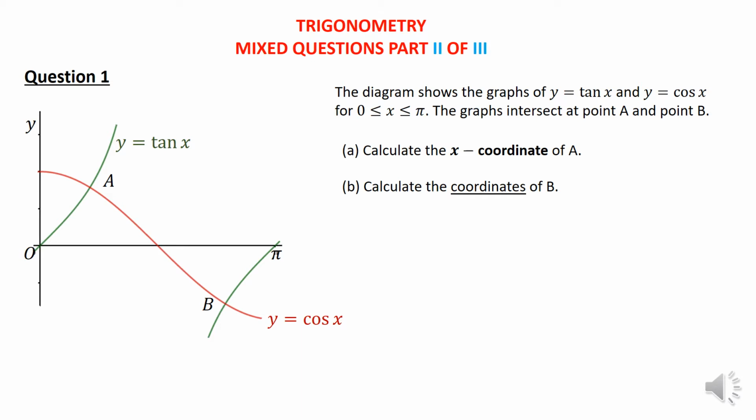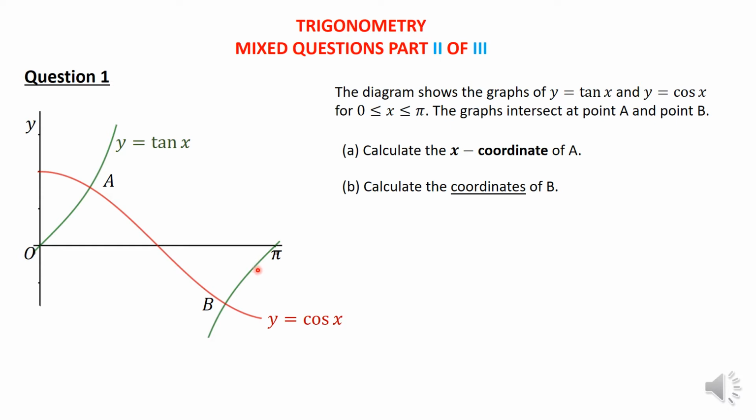Now, this is the second part of my three-part series on revision type questions or examination type questions that you're going to get in trigonometry. Right, so you have a diagram here. As you can see, you have the tangent and then you have the cosine function, and somewhere they are intersecting at points A and B. And your domain is only from 0 radians to pi radians, or 0 degrees to 180 degrees.